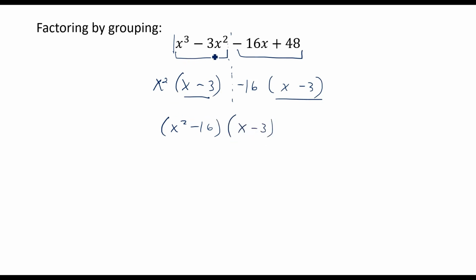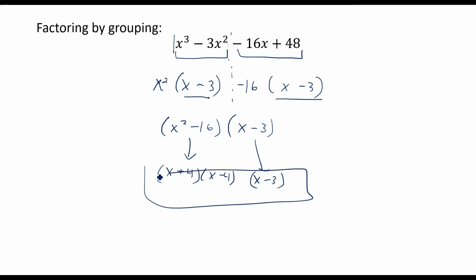Okay, so at this point, we've factored out quite a bit, and we shortened it. It's a much easier problem to do. Now, x squared minus 16, this is the difference of two squares. I know that 16 is 4 squared, so I'm going to change this into x plus 4 times x minus 4. And then I just bring down the x minus 3. And there goes my answer for here.